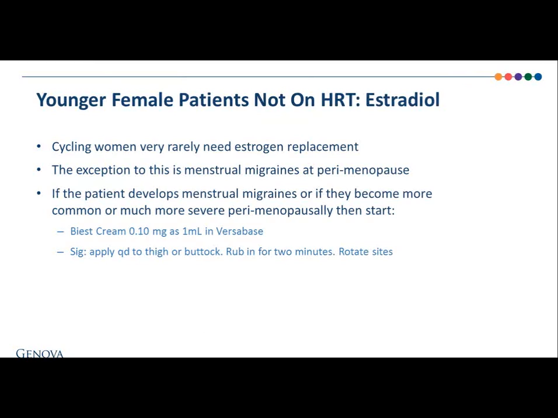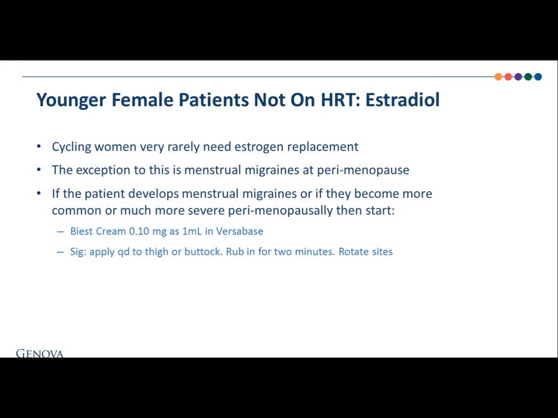Now, if the patient has migraines and they're hormonally related, then basically, she ended up with that migraine headache just before she cycled, but now, all of a sudden, perimenopausally, she's getting a whole lot of migraines. Maybe before she got 1 a month, and now she's getting 8 or 10 a month. That would be my exception to the rule.